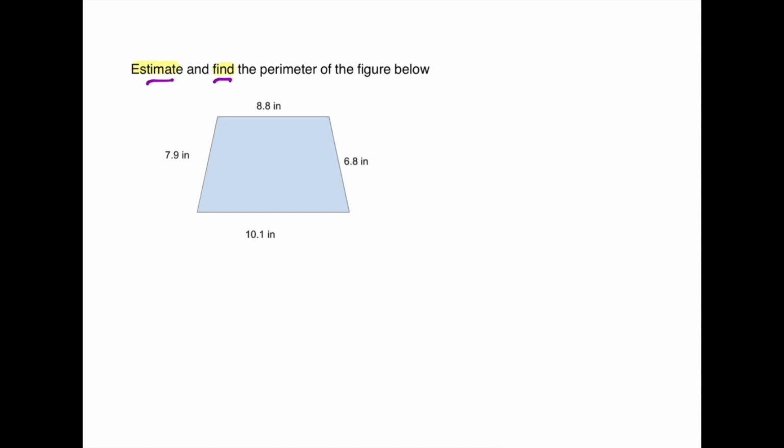Let's first talk about estimation. Estimation means we're getting an answer that's close enough, and we may use rounding. Let's look at this first side. 7.9 is really close to 8, so we can round and say it's 8. 8.8 is really close to 9, so we can round and say that side is 9. 6.8 is close to 7, and 10.1 is close to 10.